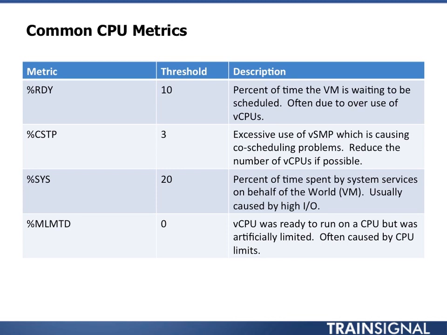Basically, the system is having to do a bunch of background stuff, a bunch of interrupts, and it's chewing up a lot of time. So you want to see this under 20%. If this is more, again, it's usually caused by, for some reason, high I/O, and there's a lot of CPU work being done to move that data around in and out. Not a lot you can do, but at least take a look at it.